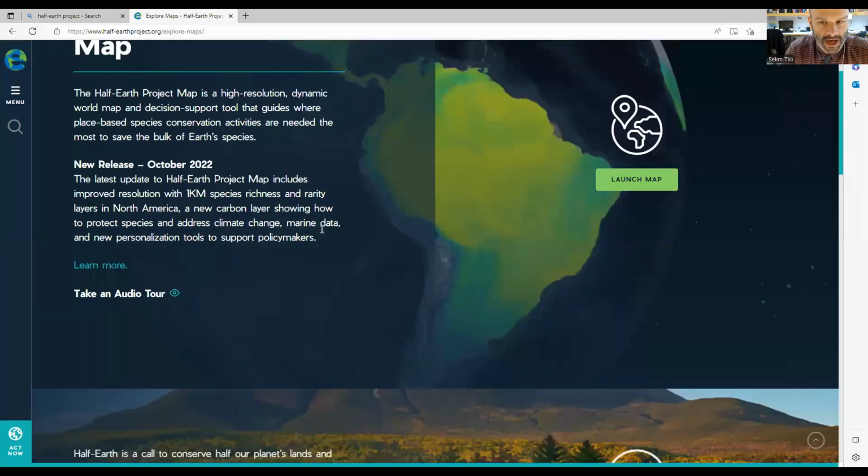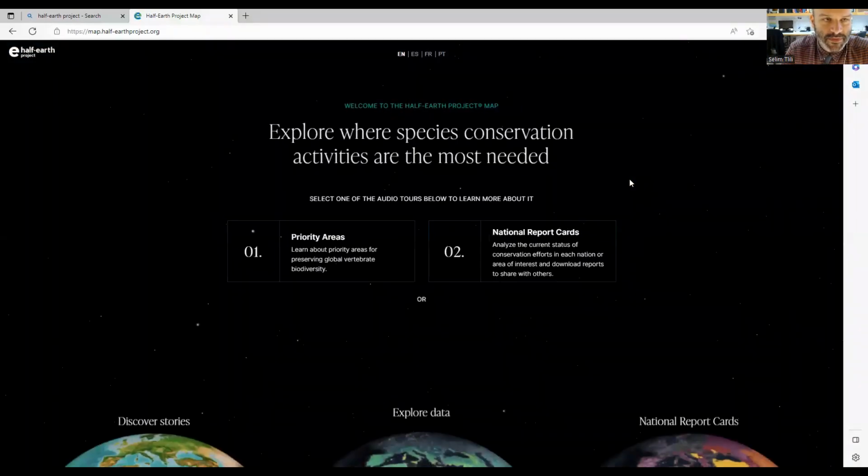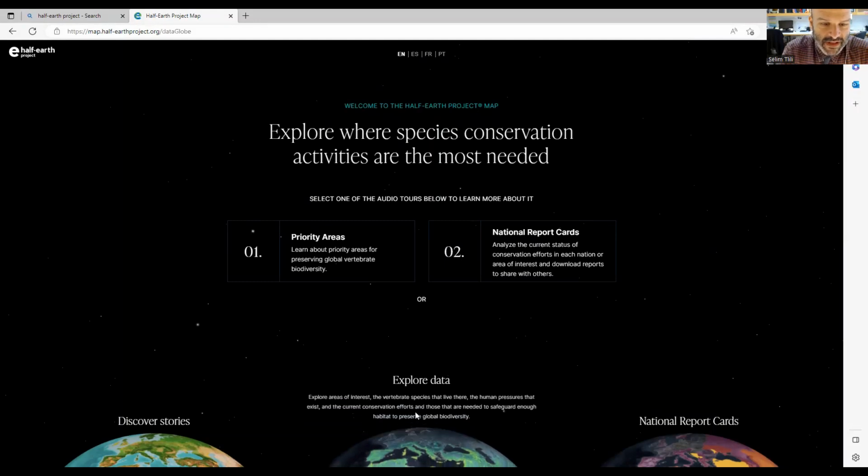Now, there is a lot here. We are going to take a brief tour, and I want you to think of this tool kind of like a sandbox where you can create things that you find interesting by exploring all of the available data.